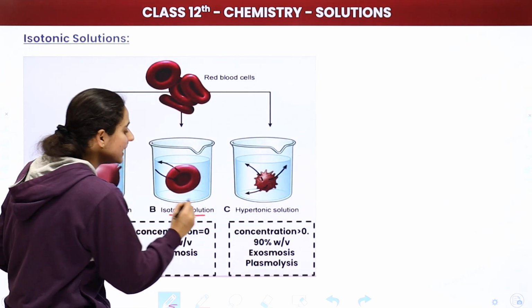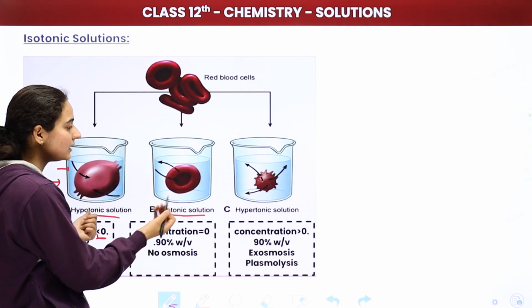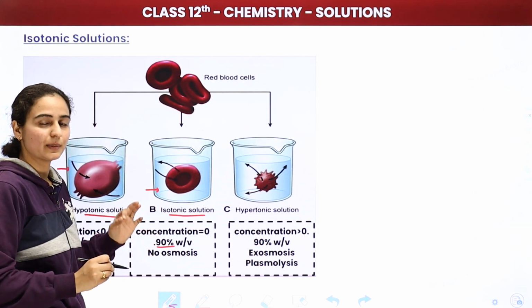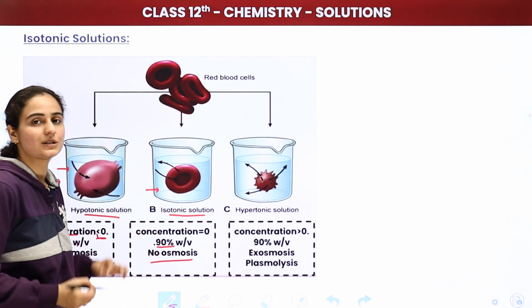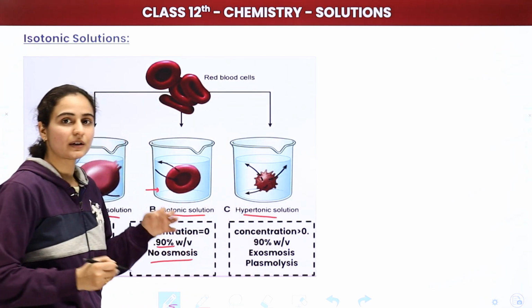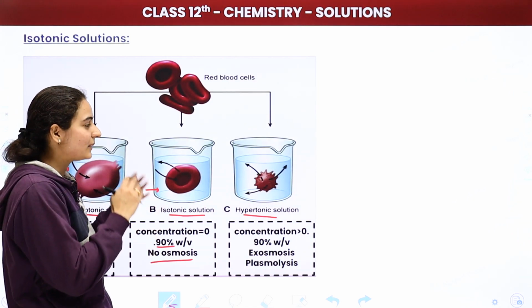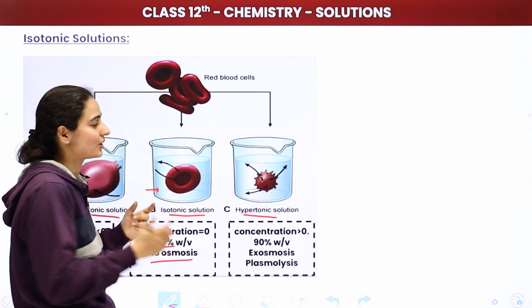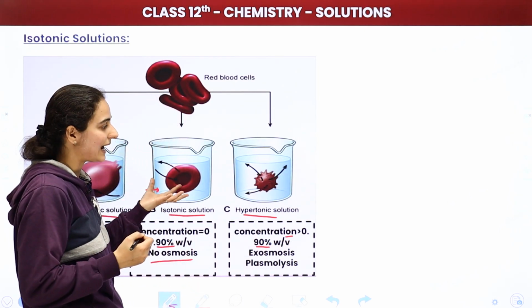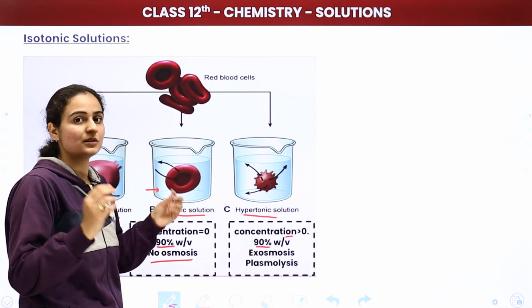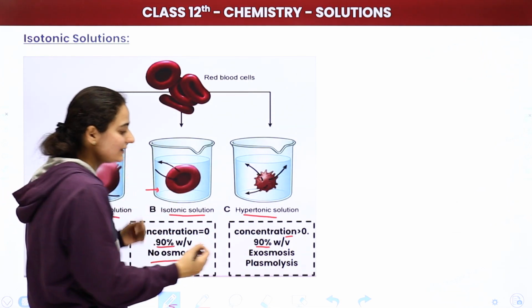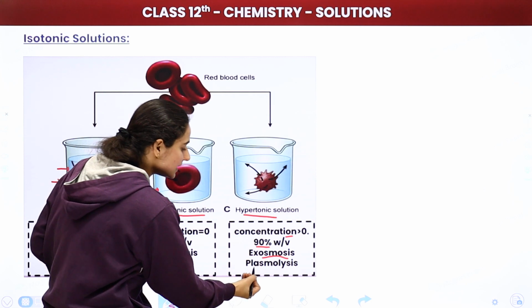Second condition is of isotonic solution, where the concentration inside the beaker is also 0.9 mass by volume. So no osmosis will occur. This is isotonic. Now the third condition is of hypertonic. So what is happening in hyper? Hyper means high, more concentration. So outside the concentration is greater than 0.9%. So what will happen? Low concentration to higher concentration. So inside the cell is low. So the movement of water will be from inside to outside, and this is known as exoosmosis.